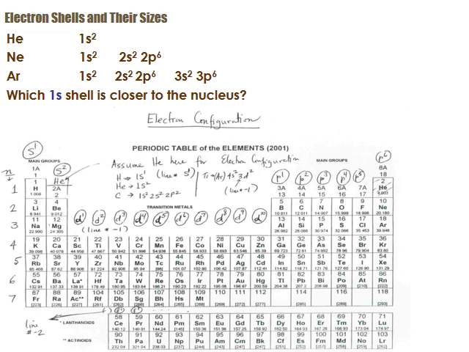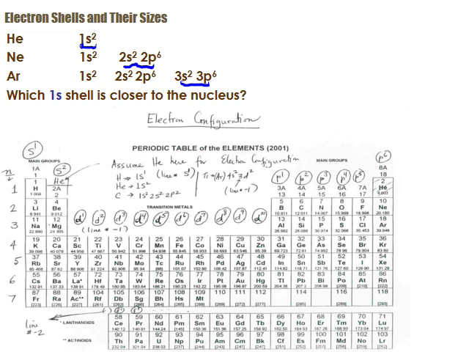Electron shells are defined by completed n equals 1 or n equals 2. Now the first shell would be 1s2, and the second shell would be defined by 2s2 2p6. The third shell would be defined as 3s2 3p6.